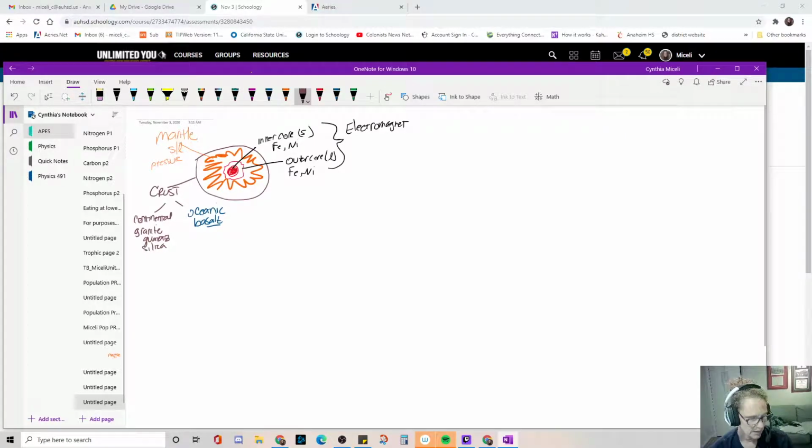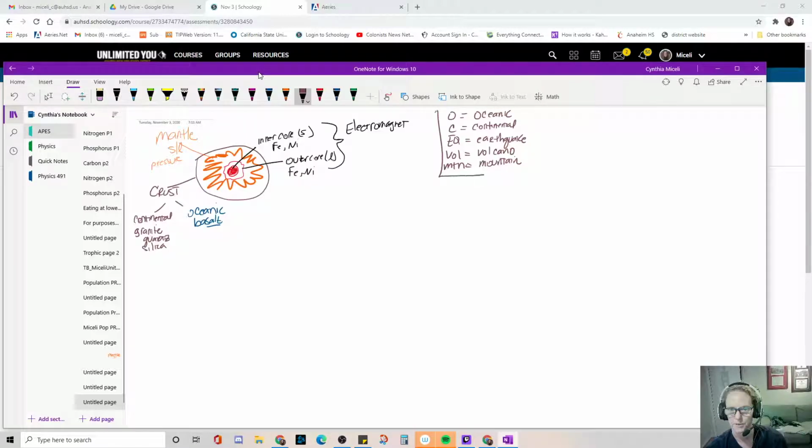Okay, let's see. Another little clarifier, I guess. So in these notes, O is going to be oceanic, C is going to be continental, EQ will be earthquake, VOL will be volcano, and MTN is going to be mountain. That way I don't have to write all of those big long words all the time.